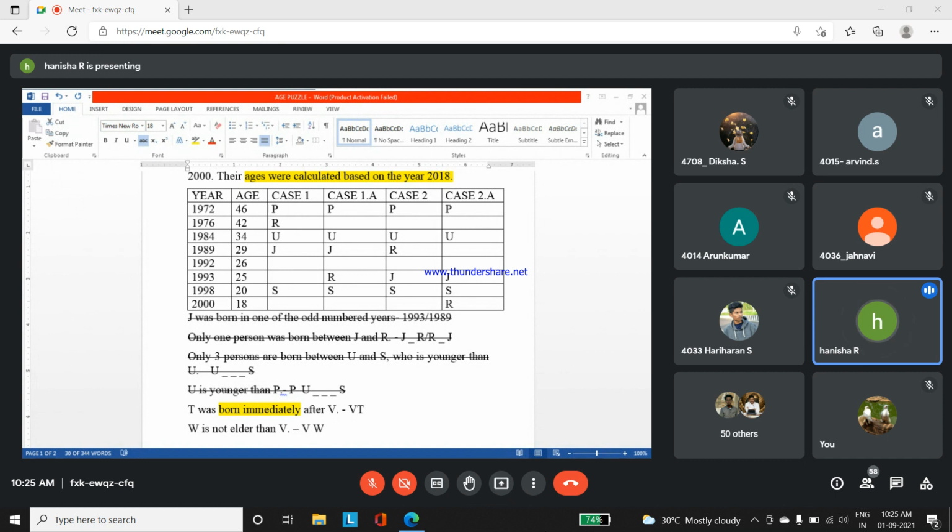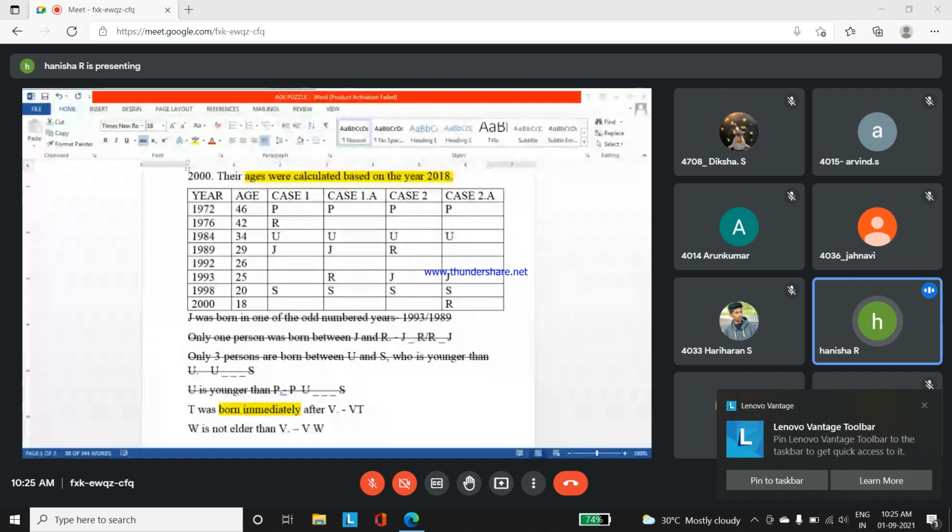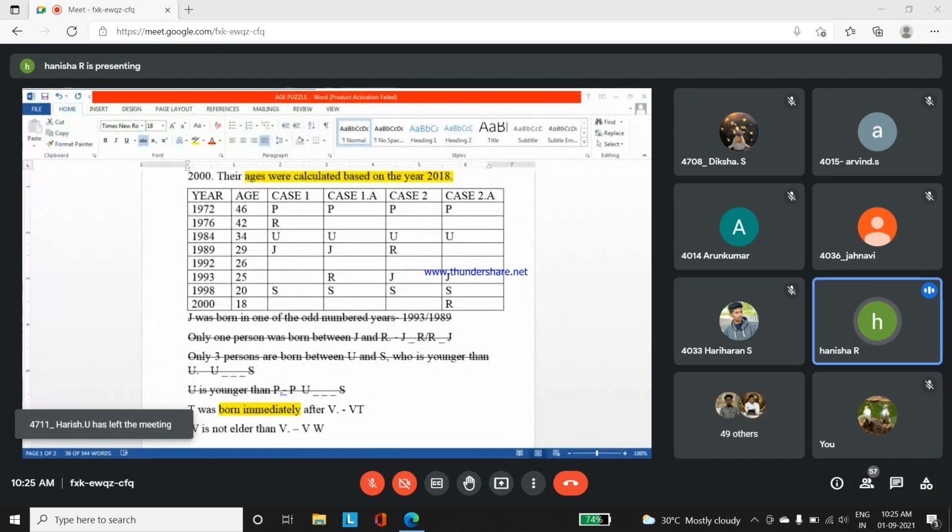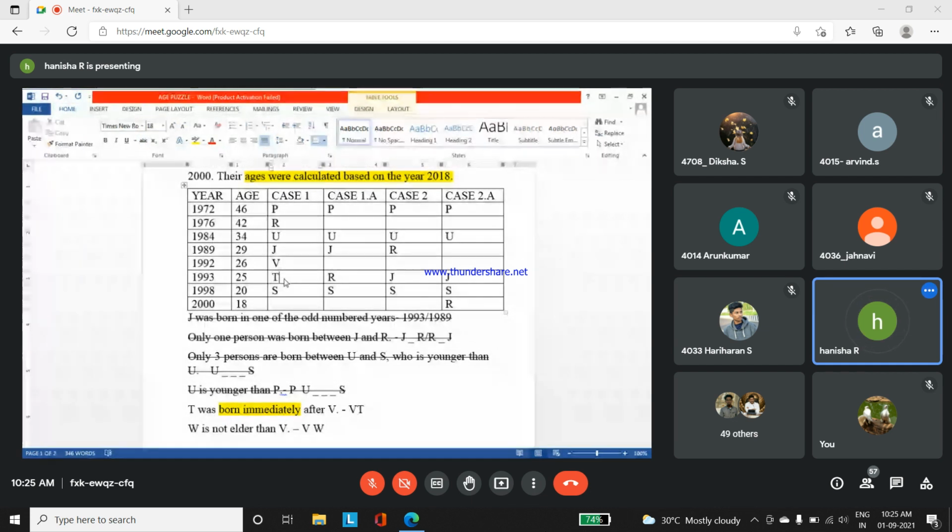Okay, so when you look at these years, you can see that between 1992 and 1993 only, you have only 1 year difference. So in that particular year only, you can put V and T. You're going to put V and T over there. In 1992 you will have V, and in 1993 you have T. So with 1992 and 1993 you have the possibility of having V and T.